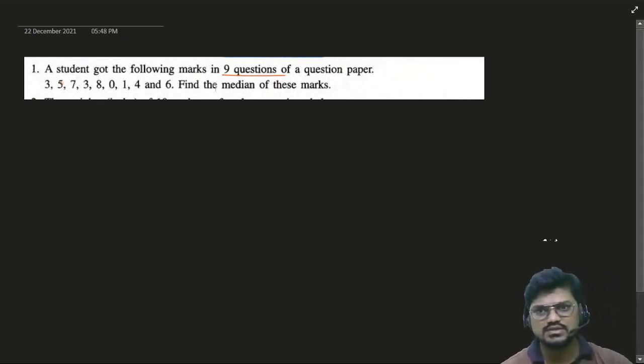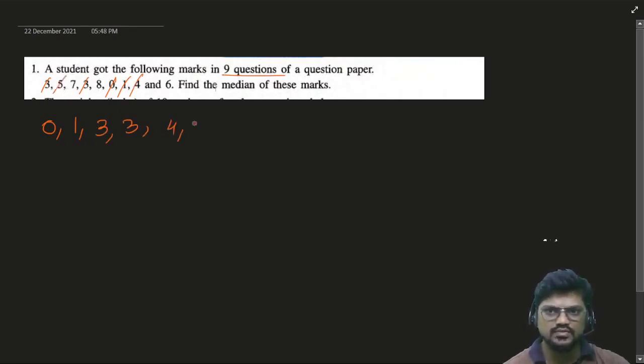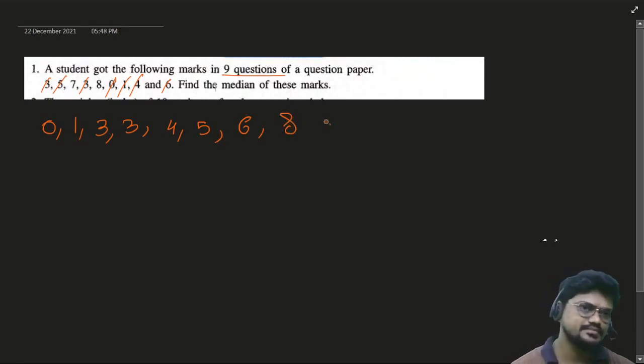As you can see, the smallest reading is 0, so cancel it and write 0. Then the next reading is 1, so write 1. Then the next reading is 3, written twice, so write 3 twice. Then 4, write 4. Then 5, write 5. Then 6, and then 8. So first you have to arrange the observations in the ascending or descending order.